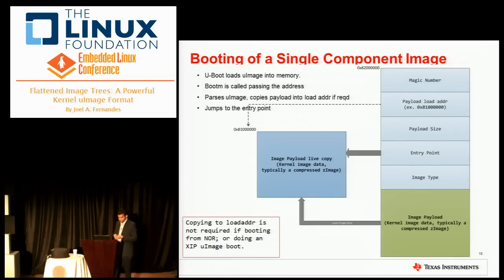So this is how it works. In a nutshell, I dropped a bunch of fields because there was no space, but typically in a U-image, what U-Boot does is it takes a payload and copies it into a location specified by this field in the header. So it takes this and copies it here. And then it just jumps to the entry point location and executes it.